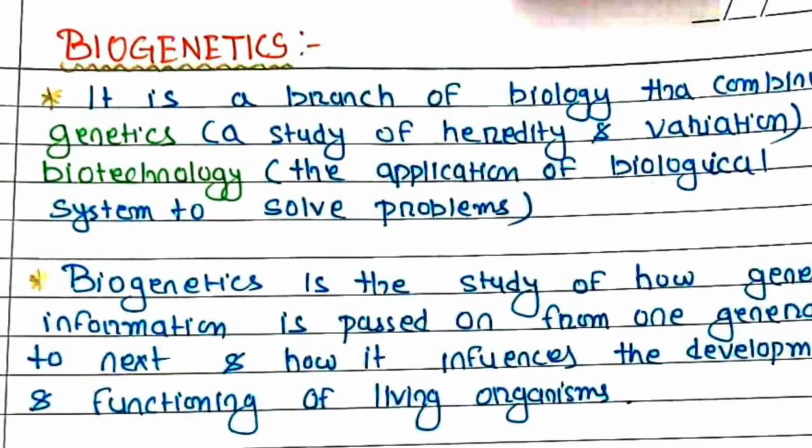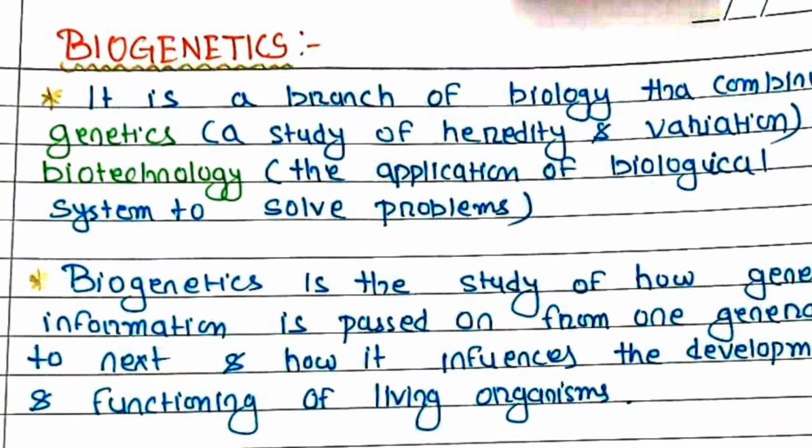It is the branch of biology which combines genetics and biotechnology. What is genetics? It is the study of heredity and variation. Genetics deals with how genetic information is passed from one generation to another, and how variations of the genetic information take place during this transmission. This is called genetics. And biotechnology, what is biotechnology? It is the application of biological systems to solve problems. So the combination of both is known as biogenetics.